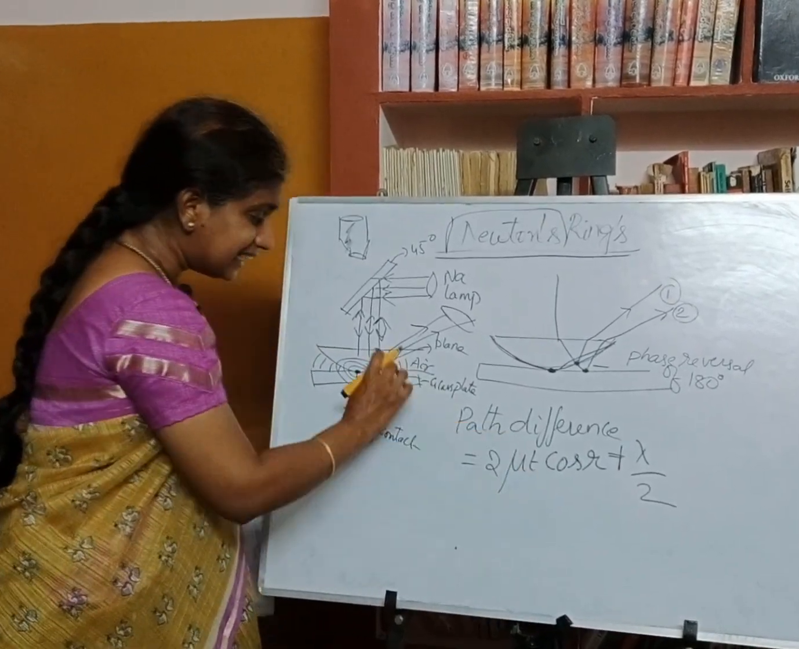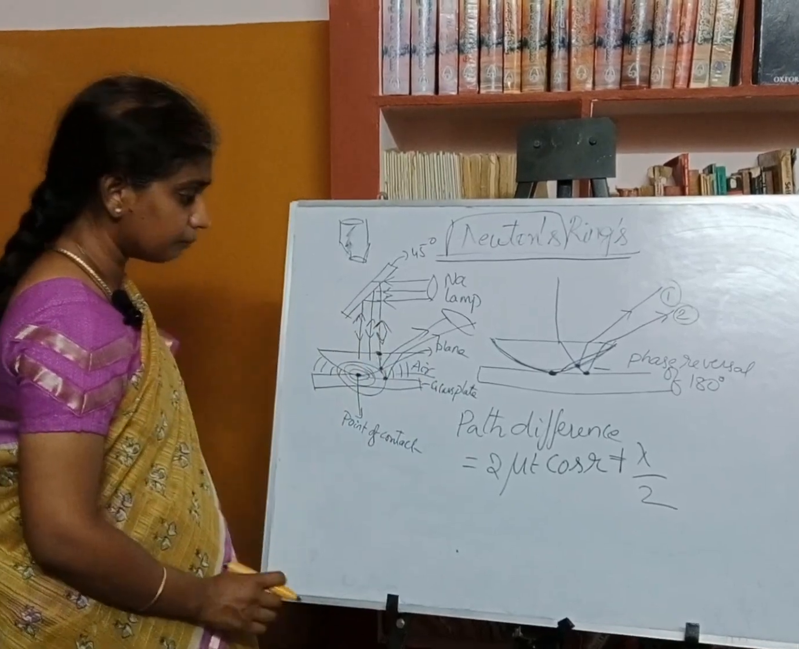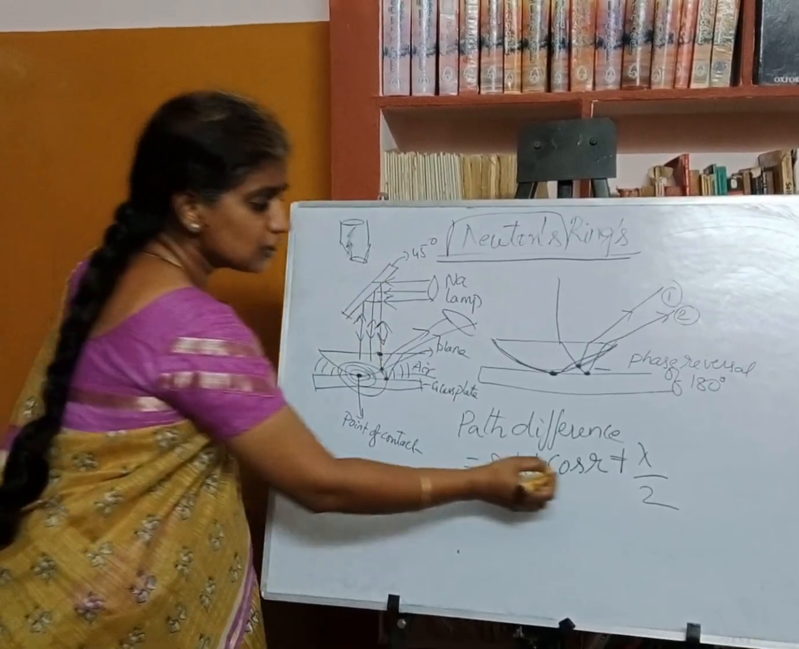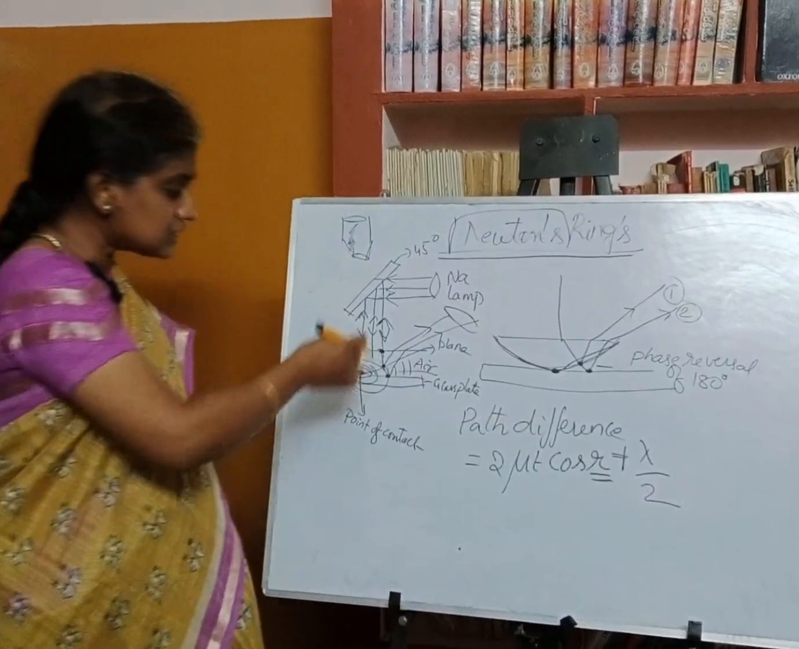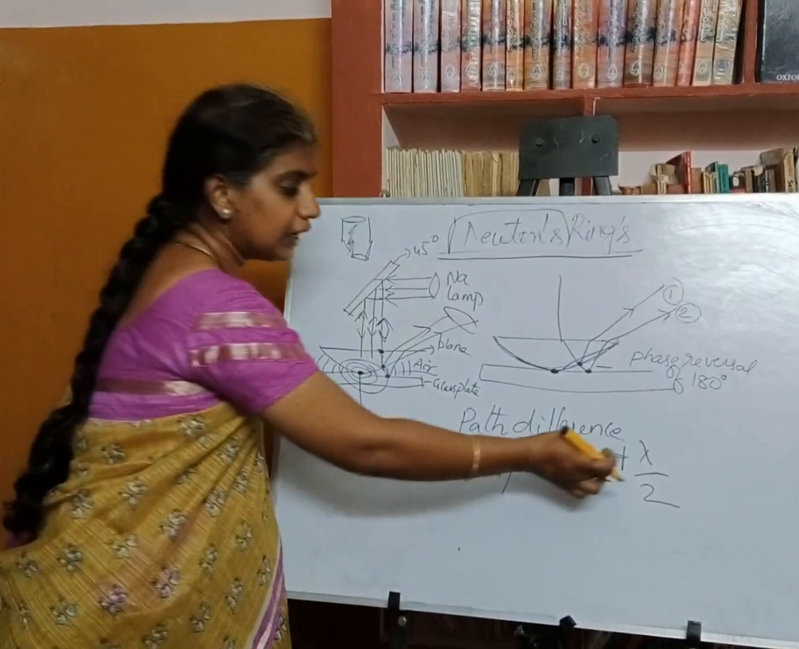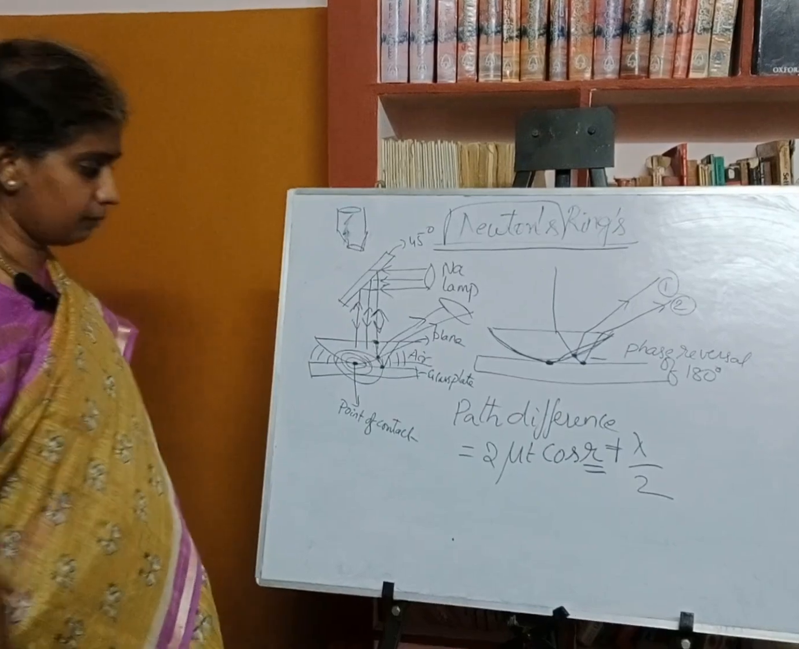What is t? t is the thickness of the air or medium that is there between them. And here the light is incident normally, so r will be 0. What is r? r is the angle the light ray makes with the normal, and lambda is the wavelength of light, and lambda by 2 is the additional part.